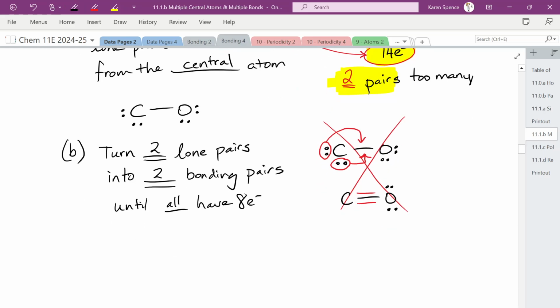So instead of doing that, we say oxygen doesn't have enough and carbon doesn't have enough. That means carbon needs to share with oxygen and oxygen needs to share with carbon. So we're going to take a lone pair here and a lone pair here, and we're going to move them into the center there.